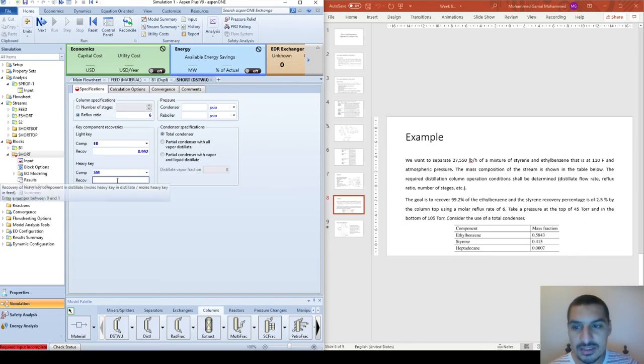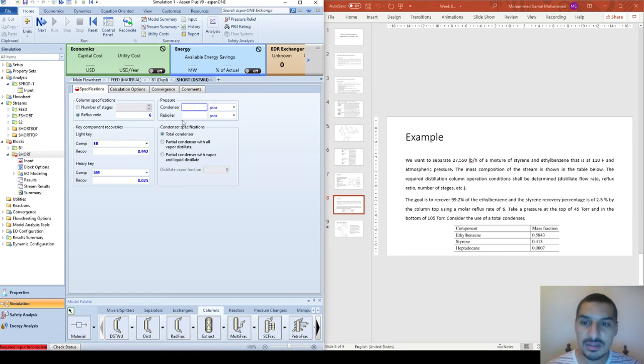And this is kind of confusing. It says the styrene monomer, and this is the recovery of heavy key component in the distillate. So it's not what will jump in your mind that this is the heavy key or the light key in the bottom product. No, both are in the top product. So it's 0.025. And by the way, 2.5% is 0.025, it's not 0.25. It's a very, very common mistake. So please make sure that you do not make this mistake.